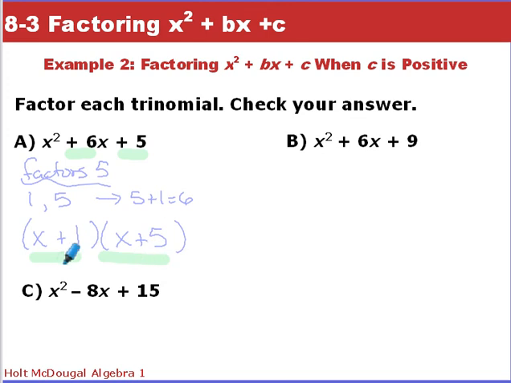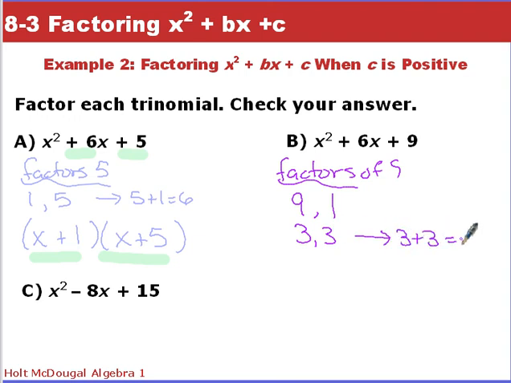Our second one we're looking at, factors of 9, we have 9 and 1, or 3 and 3. And 3 plus 3 equals 6, so it's going to be the second one. It'll be x plus 3 times x plus 3, because again, both of our 9 and 6 are positive, and so a positive 3 and positive 3 gives us a positive 6.